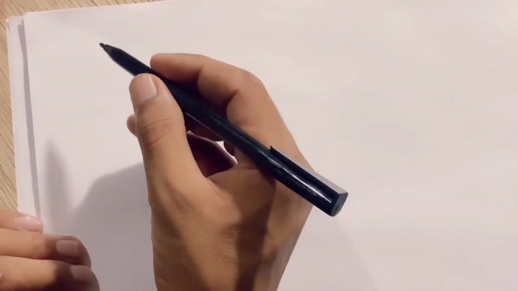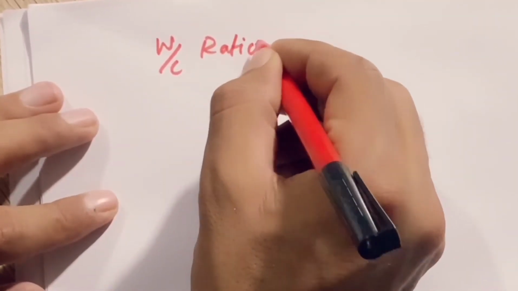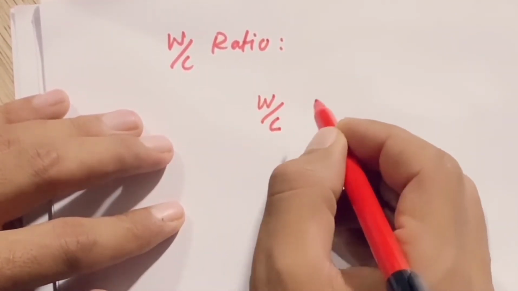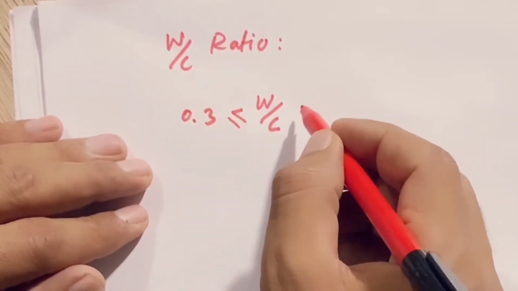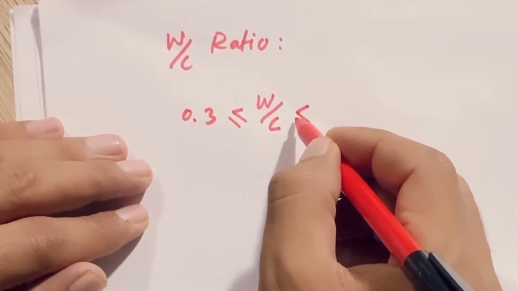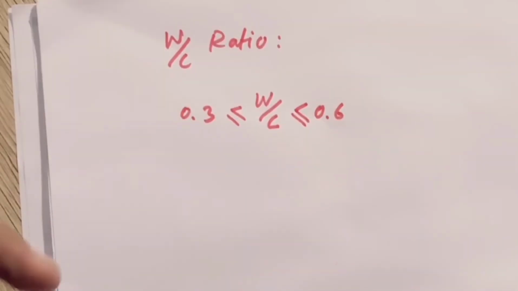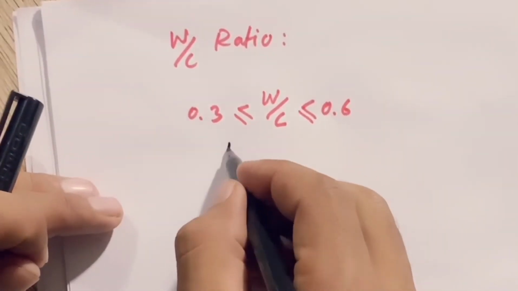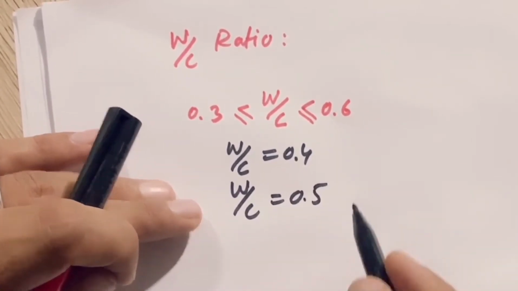Let's calculate the water cement ratio for each grade of concrete. For the water cement ratio we have a standard formula: the water cement ratio should be greater than or equal to 0.3 and less than or equal to 0.6. So we can select a ratio from this range. Normally we can assume the water cement ratio like 0.4 or we can take it as 0.5. So this is one method.